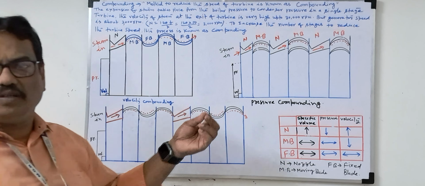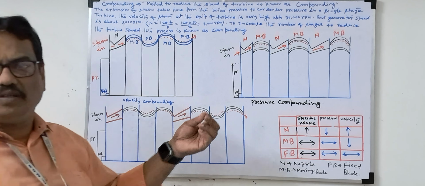What is boiler pressure? Suppose initially, when steam is generated in the boiler, the steam pressure and energy will be very high. If it passes through the various types of compounding, that pressure will reduce and velocity will reduce. Why do we treat this? We'll see the difference. The expansion of the steam takes place from the boiler pressure to the condenser pressure, and condenser pressure is nothing but the outlet pressure.